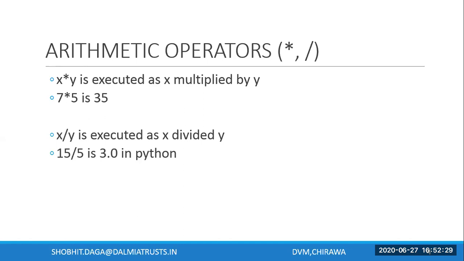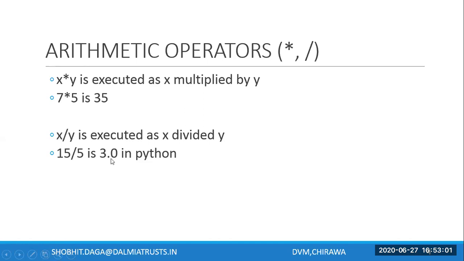x divided by y is executed as x being divided into y equal parts. So 15 divided into 5 equal parts. In Python, when you get the answer, you will get it as 3.0. Notice that for both the exponential and multiplication operations, we were only getting answers as integers. Over here, in division, you will always get the answer as floating point literals.